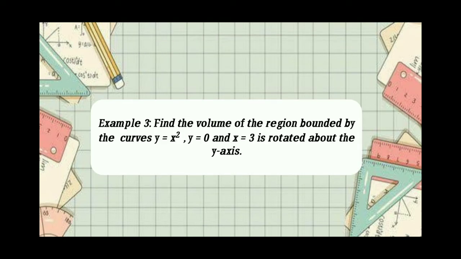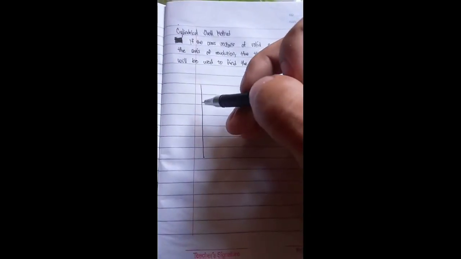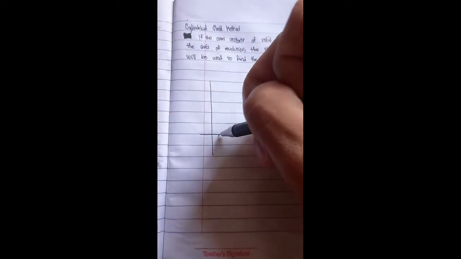So example number 3, related to the cylindrical shell method: find the volume of the region bounded by the curves y equals x squared, y equals 0, and x equals 3, rotated about the y-axis. For today's video, we are going to talk about the cylindrical shell method for solving the volume of a solid of revolution. So let's start. Before we start, let's draw a picture so that we can easily picture the whole situation. First, let's draw the y-axis and the x-axis.